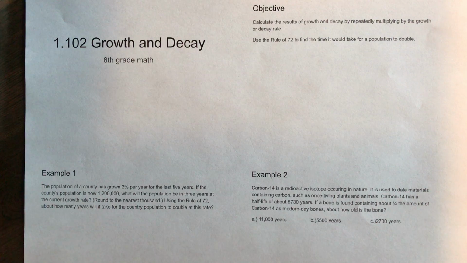The objective is to calculate the results of growth and decay by repeatedly multiplying by the growth or decay rate. When thinking about that, we've kind of already done this when we've worked with geometric sequences, like 2, 4, 8, 16, 32, and so on. You're just multiplying by 2. So we've done this in a way, so I wouldn't be too stressed out. It's not too bad. Sometimes they just hide things with different names.